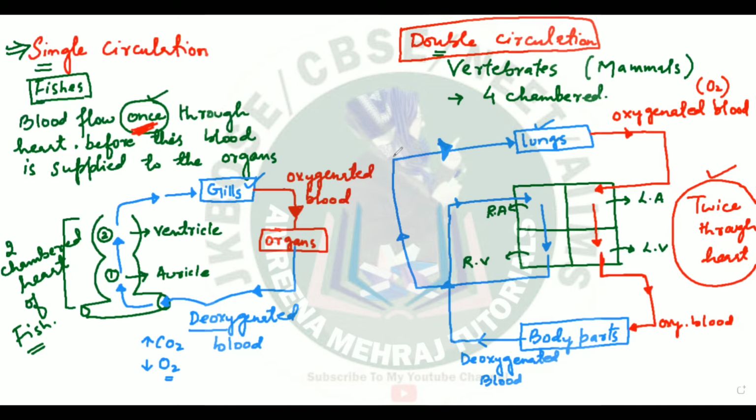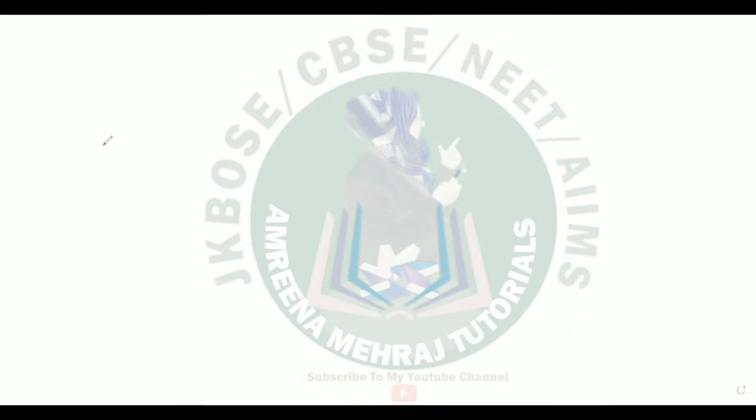So you saw fishes perform single circulation because in them the blood flows through the heart once. But here you saw that the blood flows through the heart twice before it is sent to the body parts. So first the deoxygenated blood flows through the heart, then oxygenated blood flows through the heart, then it's given to the body parts. So blood is flowing twice through the heart. Even we can analyze some more aspects.